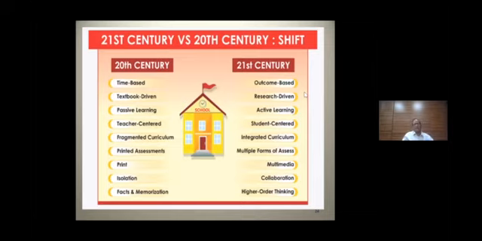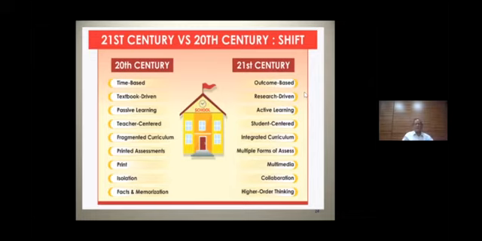Textbook-driven 20th century education is now going to be research driven. Passive learning will be replaced by active learning by students. The teacher-centered approach is going to be changed to a student-centered approach. Fragmented curriculum based on a number of subjects will be integrated and become an integrated curriculum.